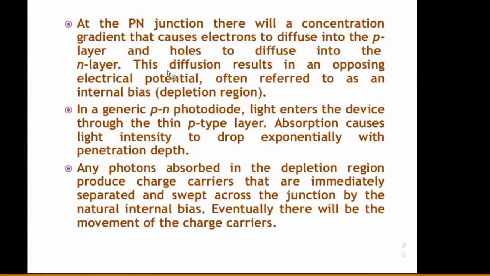And now we will see the operation of the PN photodiode. At the PN junction, there will be a concentration gradient that causes electrons to diffuse into the P layer and the holes to diffuse into the N layer. Now, ultimately, see the previous slide.